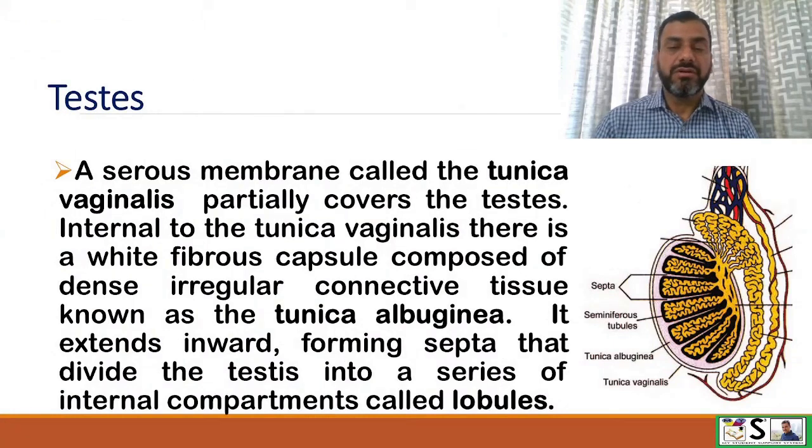A serous membrane called tunica vaginalis partially covers the testes. So here it is the tunica vaginalis, this layer, this covers the testes. Internal to the tunica vaginalis, there is a white fibrous capsule composed of dense, irregular connective tissue known as tunica albuginea. So this is tunica albuginea. It extends inward, forming the septa that divides testes into a series of columns or compartments known as lobules.